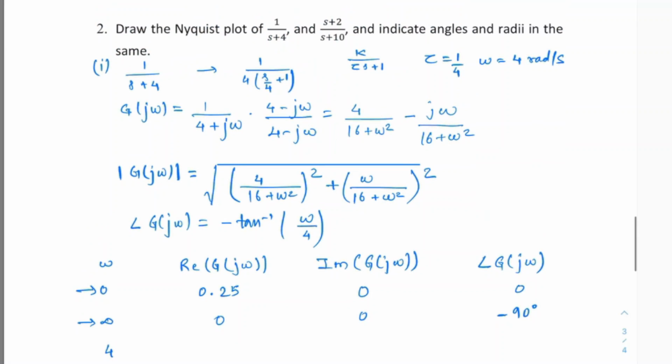the real part would be 4 over 32, that is 1 by 8, so it would be 0.125. And if we put 4 here, we would be left with omega by, so 4 over 16 plus 16 again. So this will be minus of 0.125. And if we plug in the 4, it would be tan inverse 1, which is 45 degrees with the minus sign.